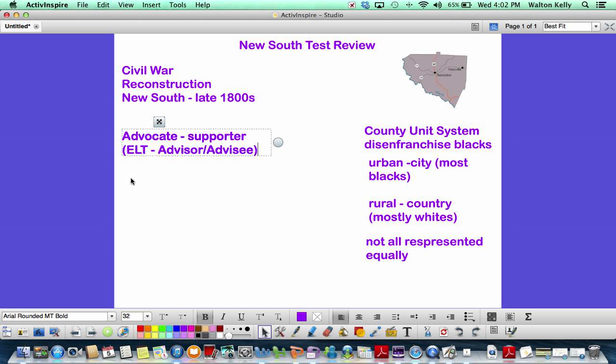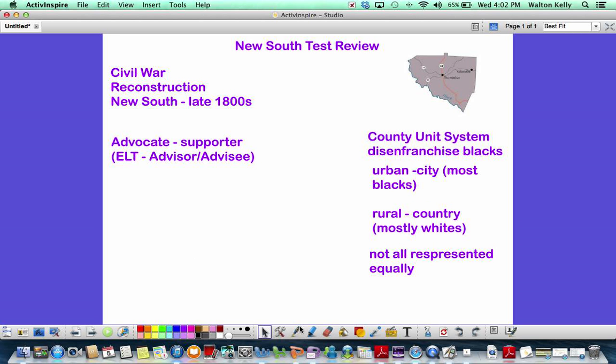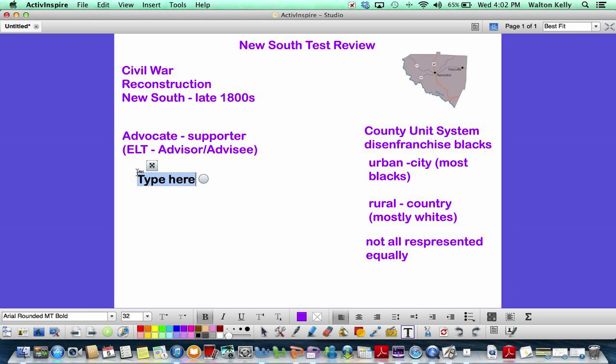So somebody that was an advocate or supporter of the New South movement would be, we're going to say here, a supporter of the New South. Who would that be? Well, one supporter of the New South would obviously be the ICE, or the International Cotton Exposition. And we know ICE was nothing more than a fair where they would show off industry and show off the South and how much they were ready for industry.